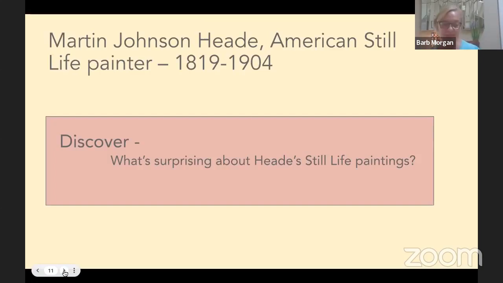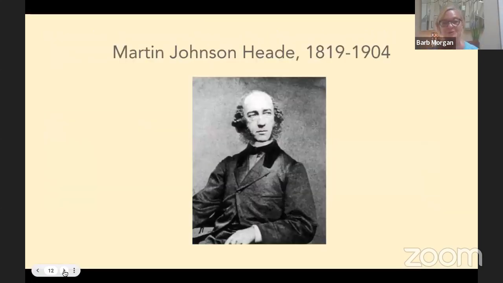So moving on to the next slide about Martin Johnson Heade. Now, I researched this painting and it's unattributed. I looked in so many sources and I could not find who painted this or the year, but we do know that it's a relatively small painting. These miniatures were popular in the era.